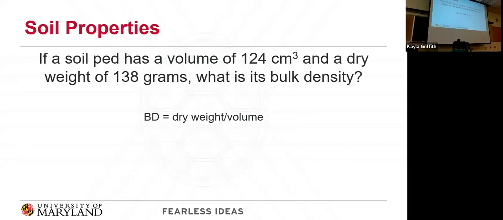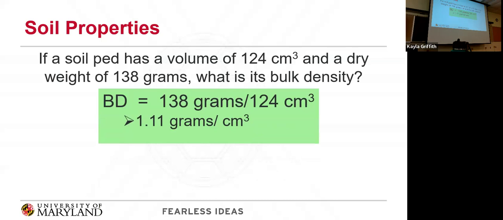Okay, another question for you. If you have an aggregate that has a volume of 124 cubic centimeters and a dry weight of 138 grams, what's the bulk density? Trying to not make you fall asleep. Anyone? Yeah. So 1.1, 1.2 grams. These are questions you're going to see when you take your exam. I actually think these are off the practice exam.